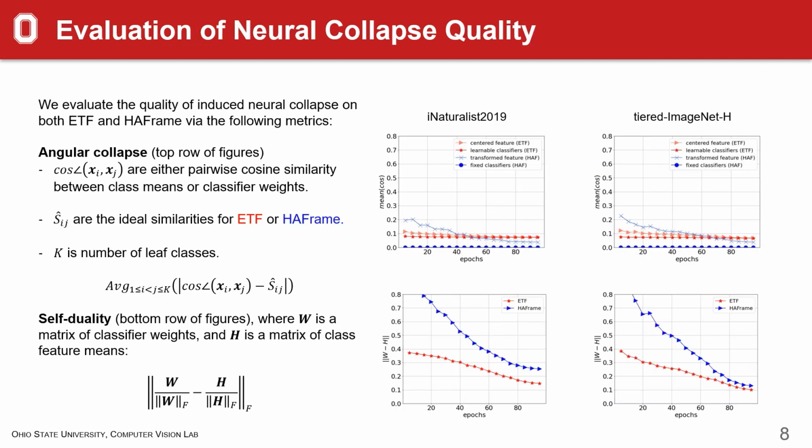Finally, we evaluate the neural collapse quality of ETF and HA frame with the following two metrics. Angular collapse examines whether the cosine similarity of penultimate feature means or classifier weights are reaching the ideal cosine similarity. Self-duality examines if the penultimate feature means are collapsing to the classifier weights. For both metrics, smaller value is better. As we can see in the figures on the right side, both metrics are approaching zero as training proceeds with more epochs, which shows that they are approaching neural collapse.